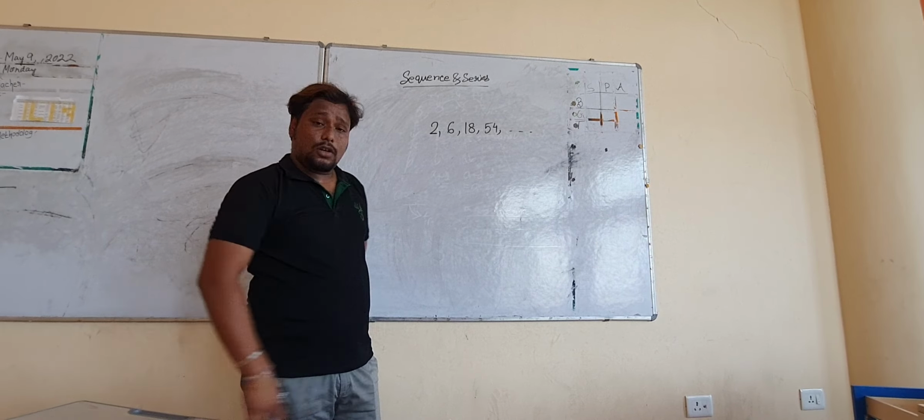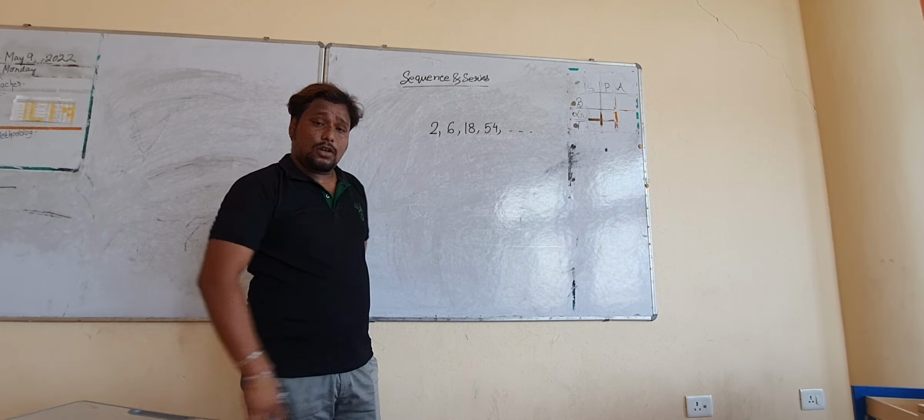Because here we can see, if you are multiplying by a particular number, you get the next number. Right? So 2 into 3 is 6, 6 into 3 is 18, 18 into 3 is 54, like that. So here we can say this 3, the multiplying constant, is common for everyone. This is called the common ratio and is denoted by R.